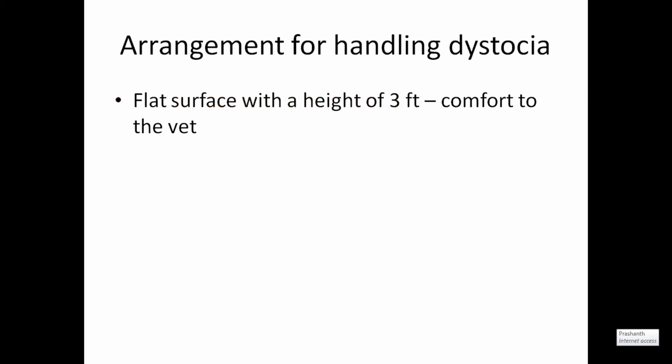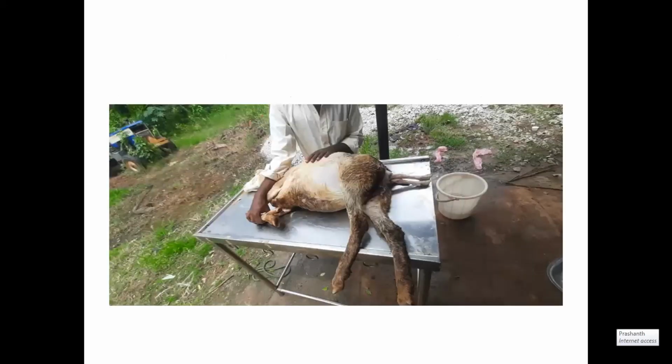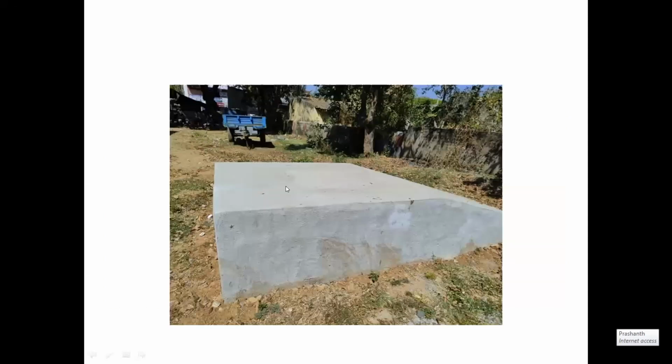Now the arrangement for handling a dystocia, which we should follow every time. The first thing is we should search for a flat surface. When we are working under field conditions, treating the animal at the doorstep of the farmers, we should make available any flat surface with a height of a minimum of 3 feet. This will be comfortable for the vet who is attending. If we are attending in the dispensary, we can take the animal onto the table. Otherwise, we can take the animal onto any surface.